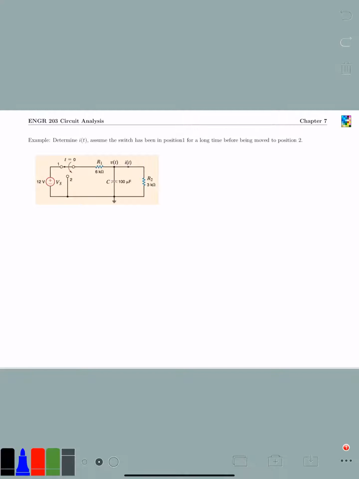So this is going to be our first example of a circuit where we're going to apply this method. Remember that our solution, whatever thing we're looking for, is going to be K1 plus K2 e to the negative t over tau. Now in this particular case, the thing we're looking for is I of t, so that means I of t is going to be K1 plus K2 e to the negative t over tau.